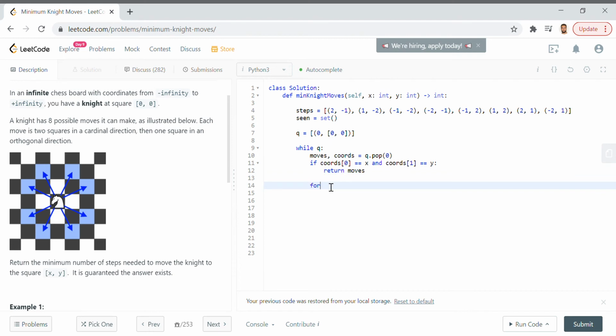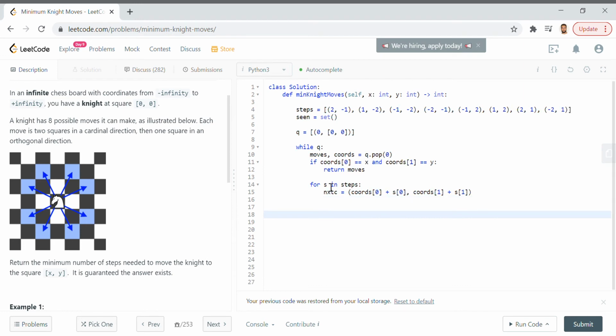Okay, now for S in steps, as normal, next, let's call it NXTC equals, we'll say chords 0 plus S0, chords 1 plus S1. That's the direction that we need to move. And this is actually where things get a little bit tricky, right?